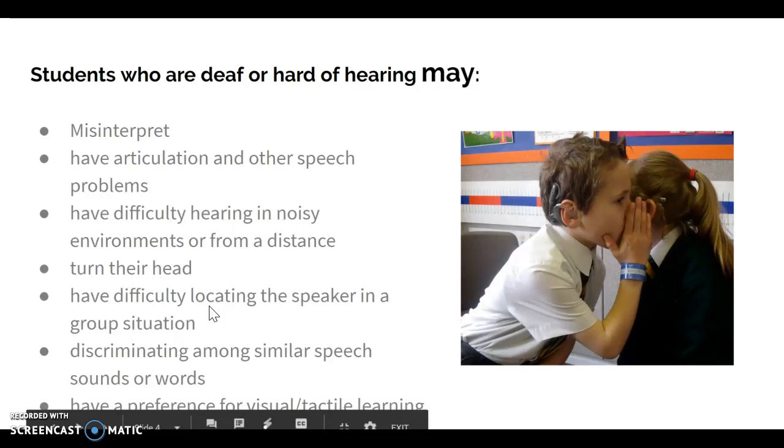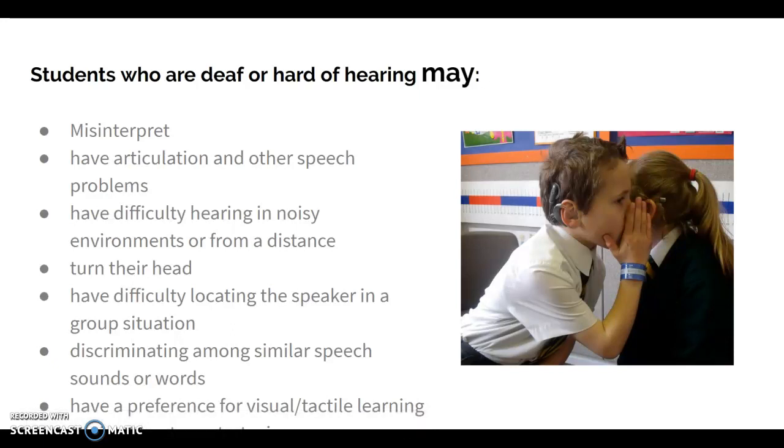Another thing is they will have difficulty locating the speaker in a group situation. So they're not going to have difficulty finding you in the classroom because you are typically the one standing, walking around, but they will have difficulty finding the student that is answering the question. So a good strategy is to say the name of the child you are calling on and point to them and let the student with hearing loss turn and look at that child so they can see their face.